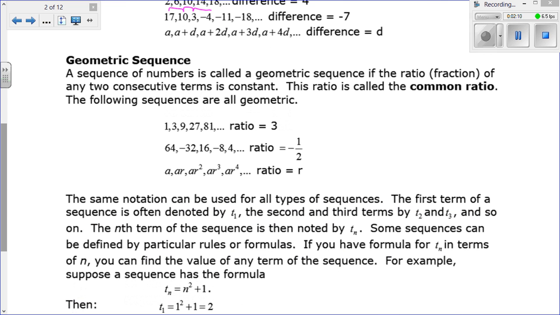A geometric sequence. A sequence of numbers is called a geometric sequence if the ratio, remember a ratio is a fraction, of any two consecutive terms is constant. This ratio is called the common ratio. Again, that's going to be important. The following sequences are all geometric.